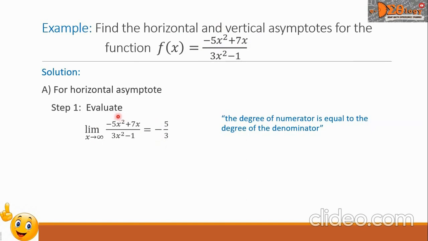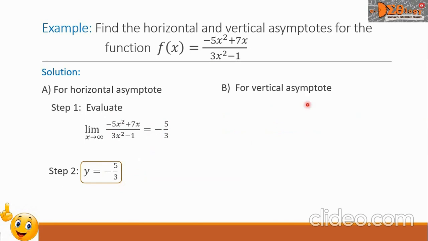that is the coefficient of x squared in the numerator. We write it here over the coefficient of x squared in the denominator. So this is negative 5 over 3. And for step 2, we will write y equals, we will take this value and put it here. So the horizontal asymptote for this function is y equals negative 5 over 3.